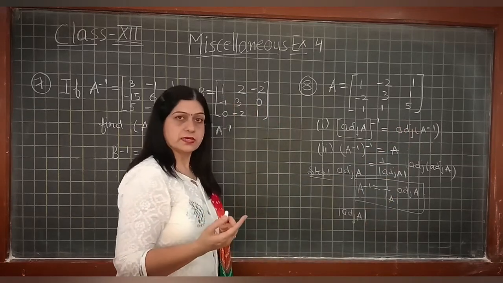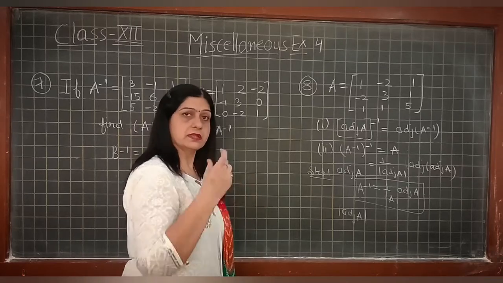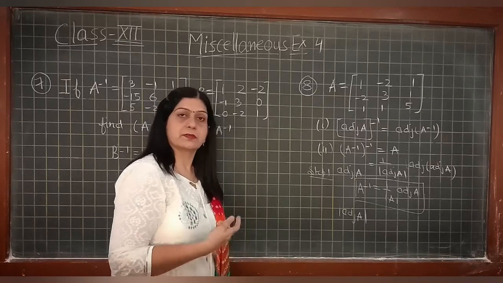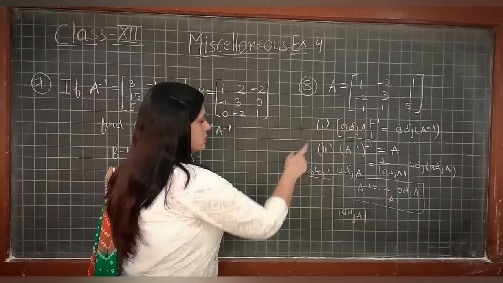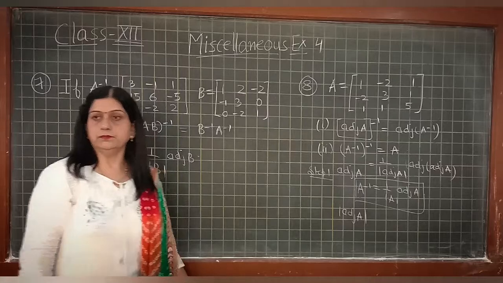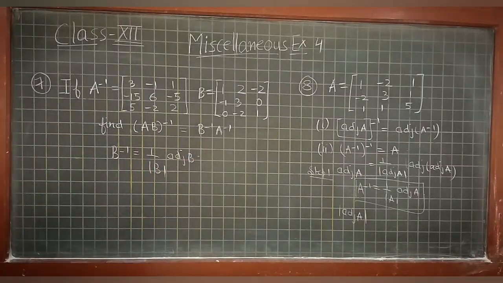Adjoint of A inverse means first find A inverse and then its adjoint by writing the cofactor matrix and then taking its transpose. Okay. So this all type of questions we already have done. So you complete up to this question. Now come to the next question, that is proof question number 9.